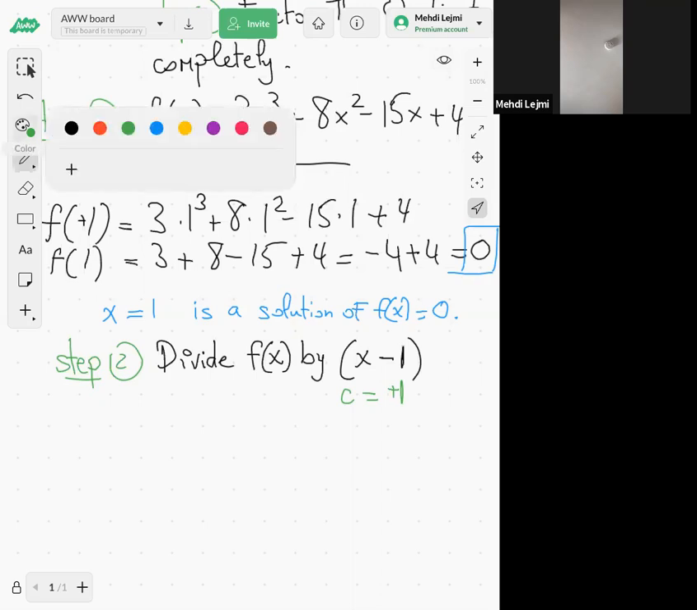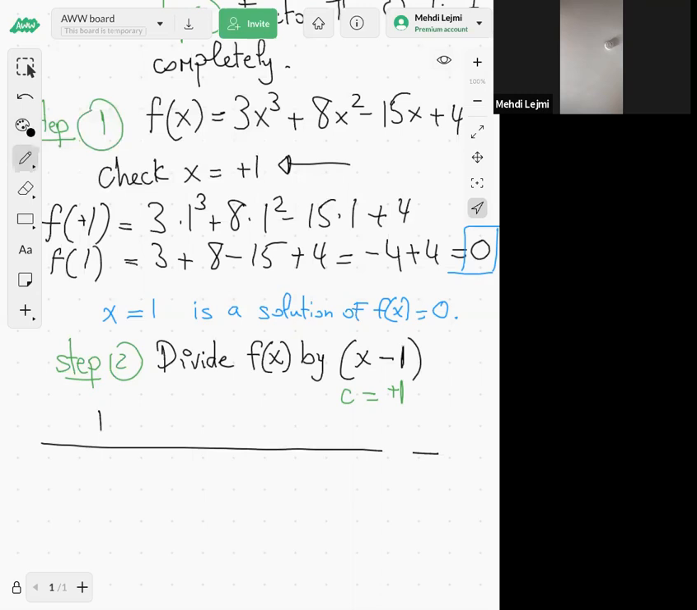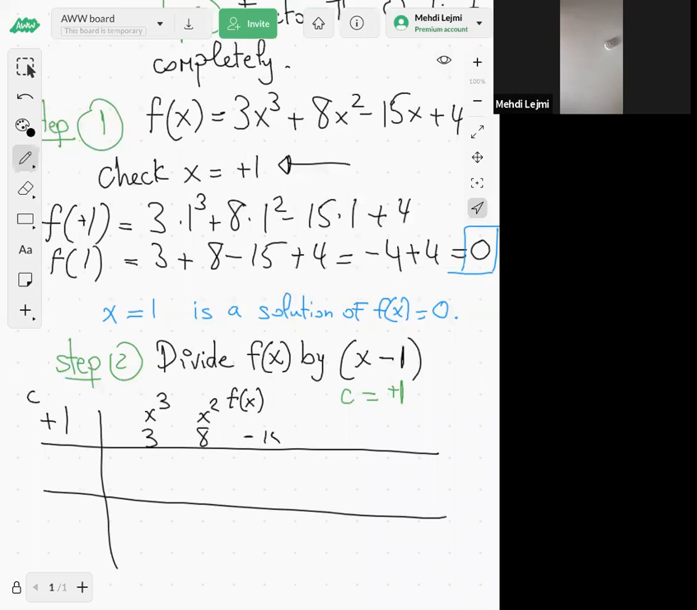Okay, so now let's divide. Here's my c, it's positive 1. Now my f of x, we have 3x cubed plus 8x squared minus 15x and plus 4. The constant here is 4. All right, so bring down this 3 here. 3 times 1 is 3. 8 plus 3 is 11. 11 times 1 is positive 11.